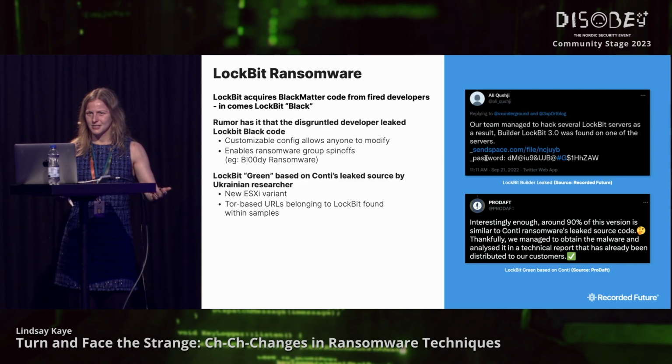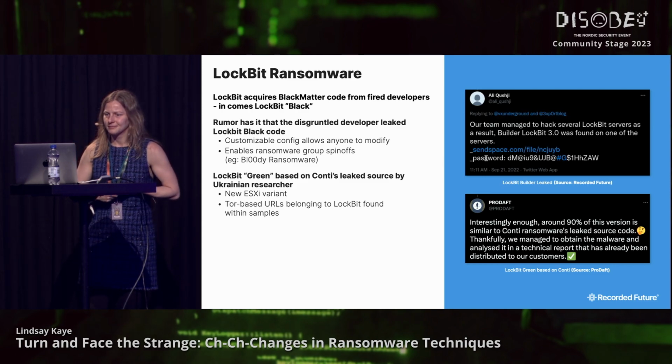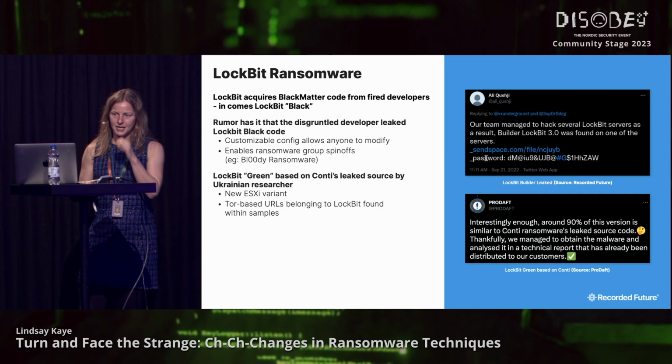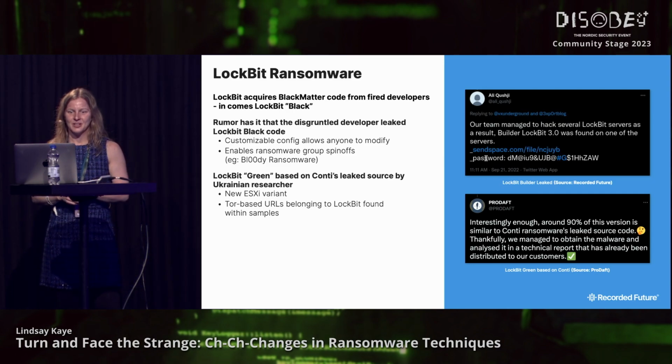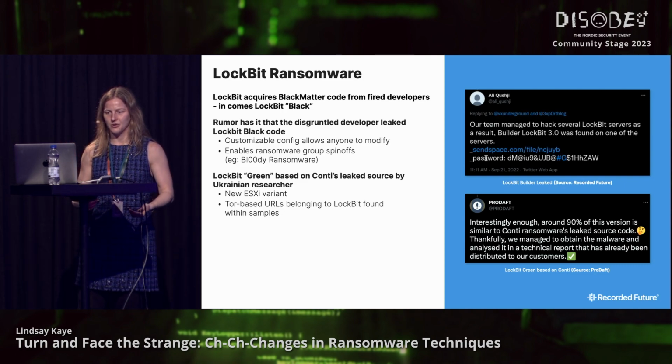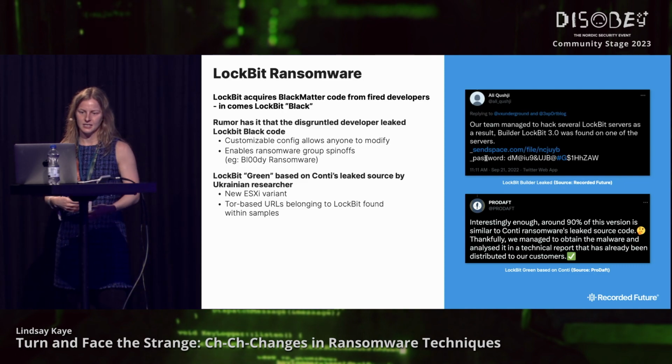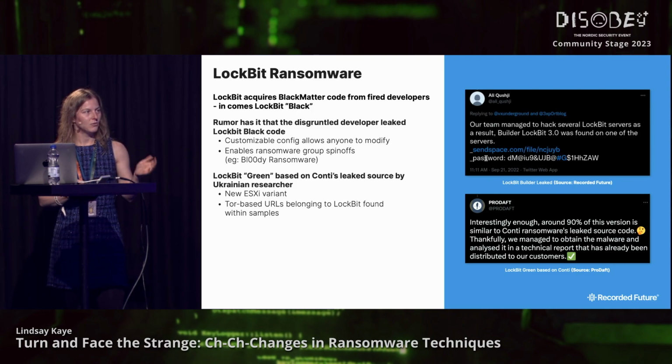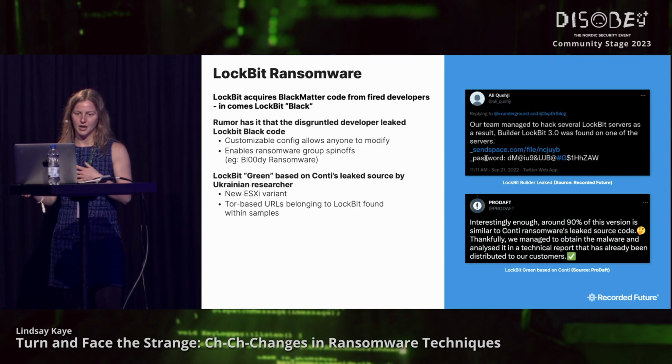Bloody ransomware is one of the ones that recently cropped up. In addition, it seems like LockBit has a trend going here. Something called LockBit Green recently came out based on the leaked source code by the Ukrainian researcher for Conti's offering. From this code, we saw a new ESXi variant, and we also saw some of the Tor-based URLs that belong to LockBit in the samples. So this is not just another group building with this builder or Conti reemerging. This is something that LockBit has now taken and used.